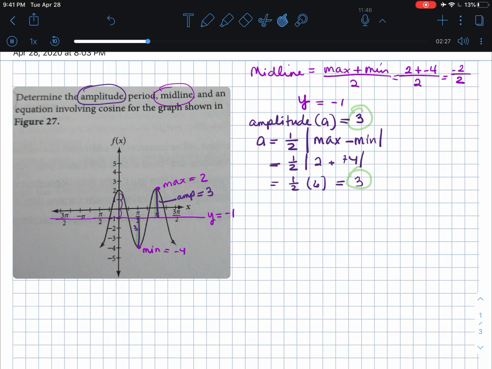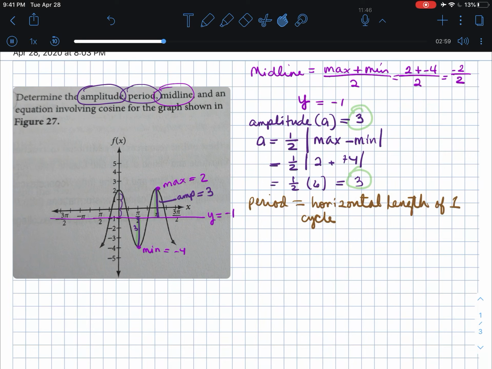Now we need to find our period. We have to remember one thing about period. Period is actually equal to the horizontal length of one cycle.